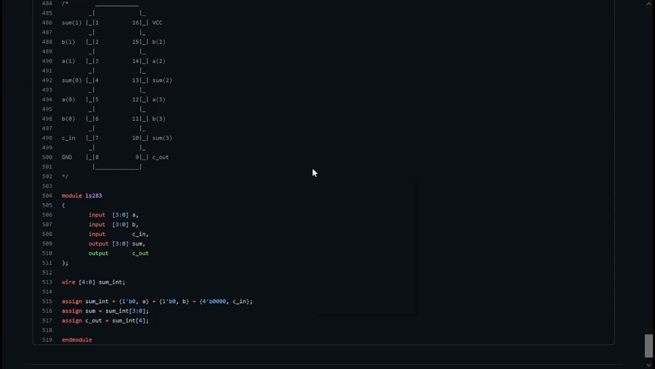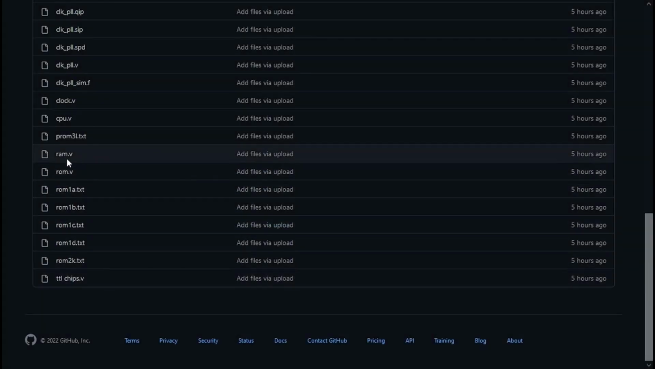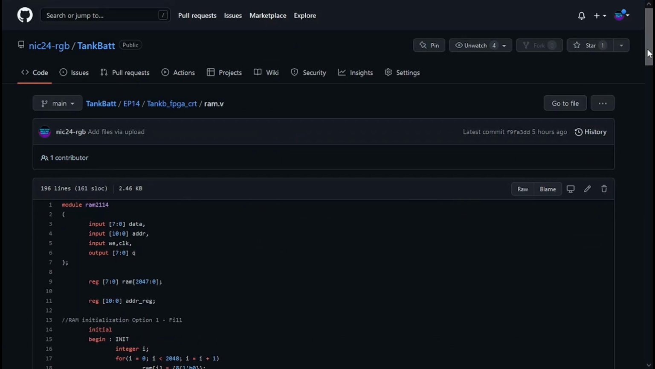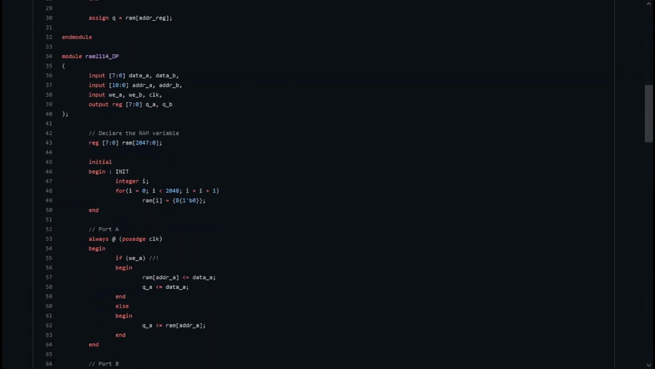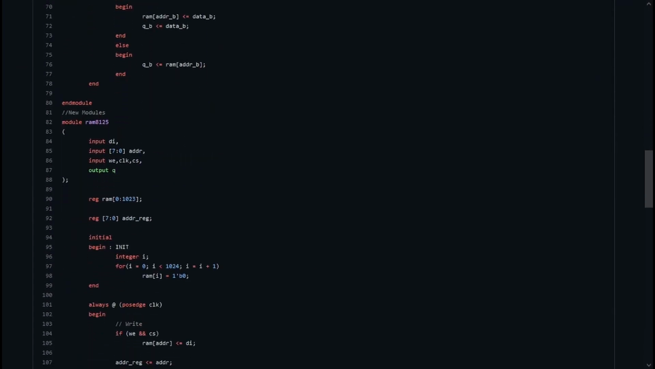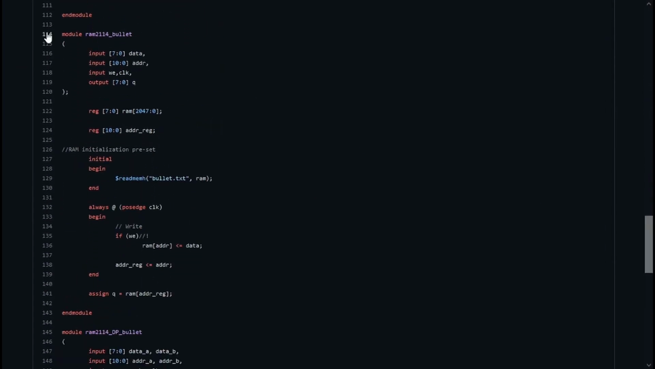So that's TTL chips. In terms of the RAM, now for this particular one, we've got two new RAM modules. Bullet RAM was this one, and I just created this module so I could load the bullet into the memory. As we've seen, I loaded that 4882 bullet into the lowest part of the memory. So the way to do that is just to load this file, and then we have a specific section for this bullet RAM, but we don't need that usually.